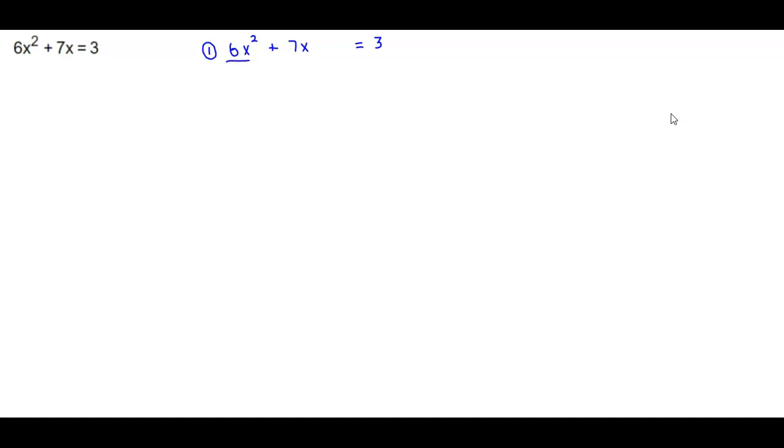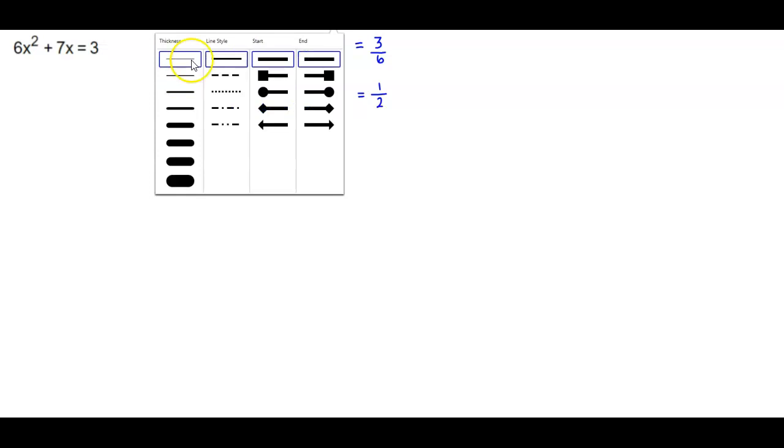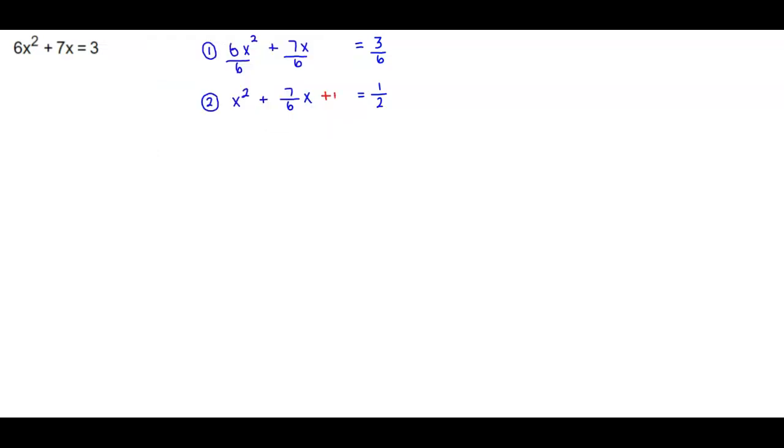So we need to divide each term by 6 so that we get the leading coefficient to be a 1. Now when we divide by 6, we have x squared plus 7/6 x equal to 3 over 6, but you want to simplify. You always simplify in the next step, regardless of whatever fractions they are. So 3/6 is the same thing as 1/2.